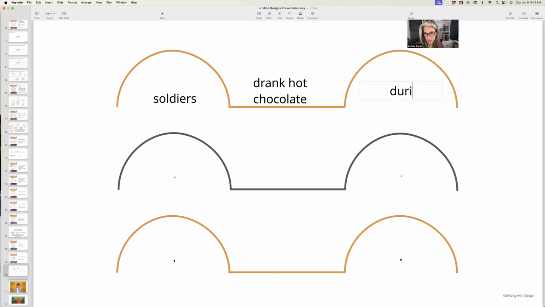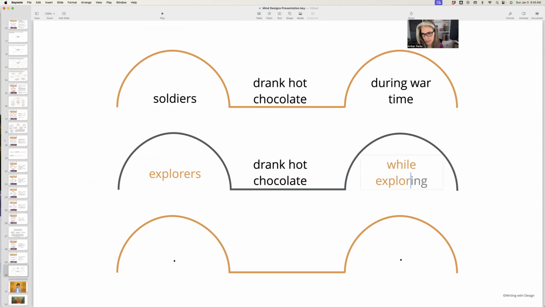It said during wartime. Just like explorers, and this is going to repeat every time, drank hot chocolate while exploring cold places, such as the South Pole.